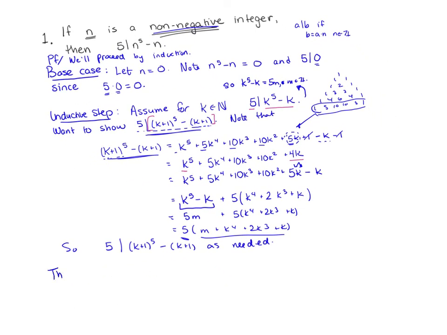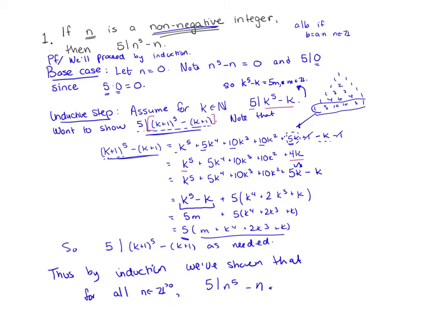Thus, by induction, we've shown that for all n in Z greater than or equal to 0, non-negative integers, 5 divides n to the 5th minus n.